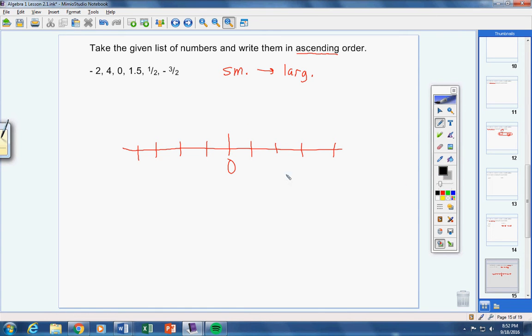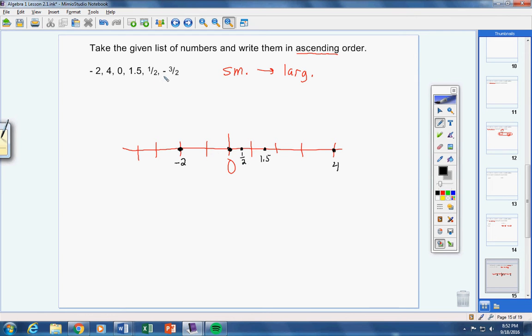I'm going to go through and plot all these numbers. Negative 2 would go right here. Be sure and label each point. Positive 4 would go right here. 0 would go right here. 1.5, that's over 1.5. So put a point there and label it 1.5. Now 1/2, that's 0.5, right? So 1/2, I would put that right here.